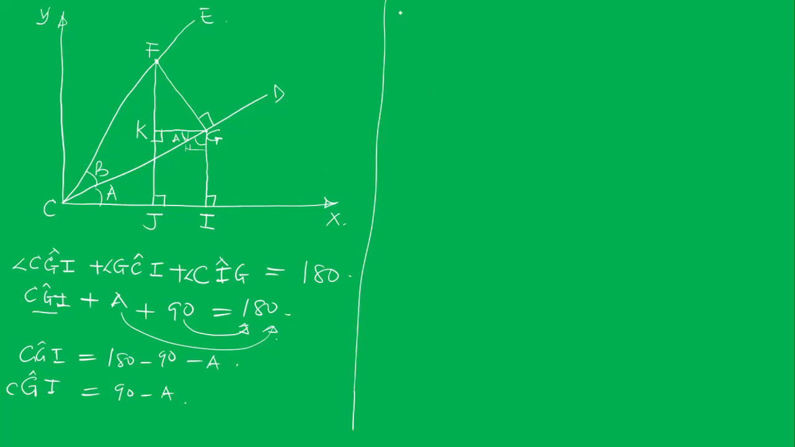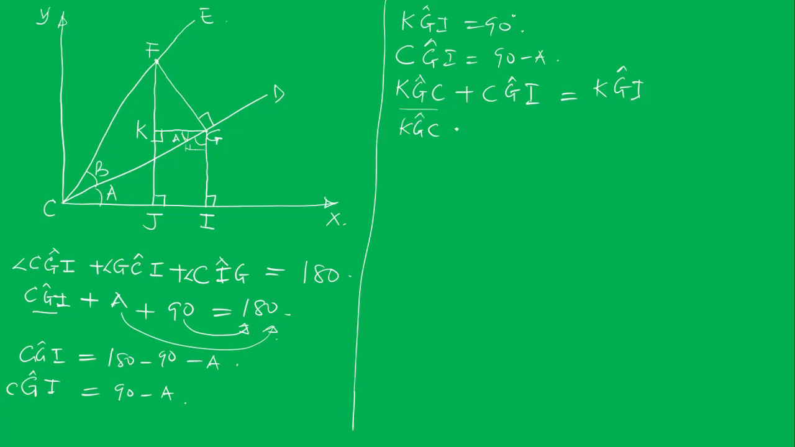Since angle KGI is equal to 90 based on our diagram, and angle CGI is equal to 90 minus A, then angle KGC plus angle CGI is equal to angle KGI. And this angle is what we're looking for, the KGC, plus the CGI, which is 90 minus A.